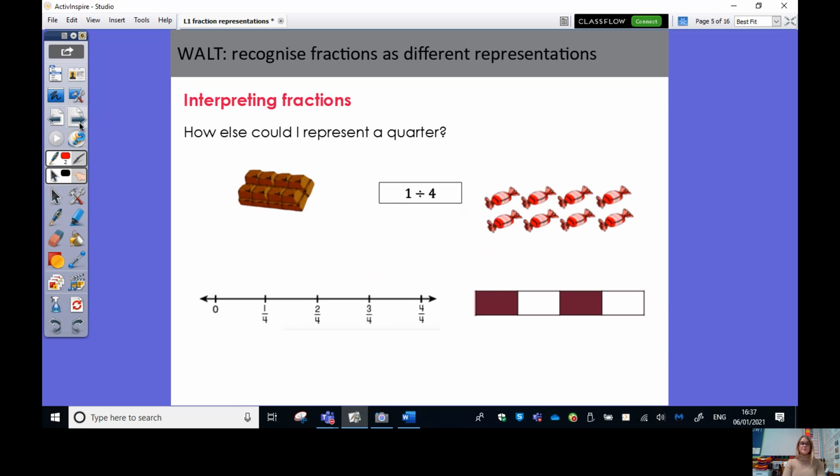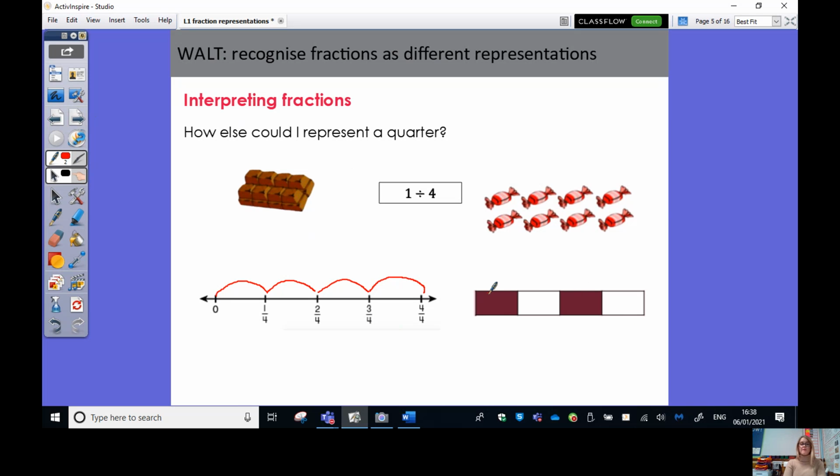Right, moving on. So how else could I represent a quarter? There are a few different representations on the screen, which is what we're looking at today, but some of them aren't necessarily showing a quarter yet. So if we look at the number line, I've got 1, 2, 3, and 4. So there are 4 parts. So this one is already split into quarters.